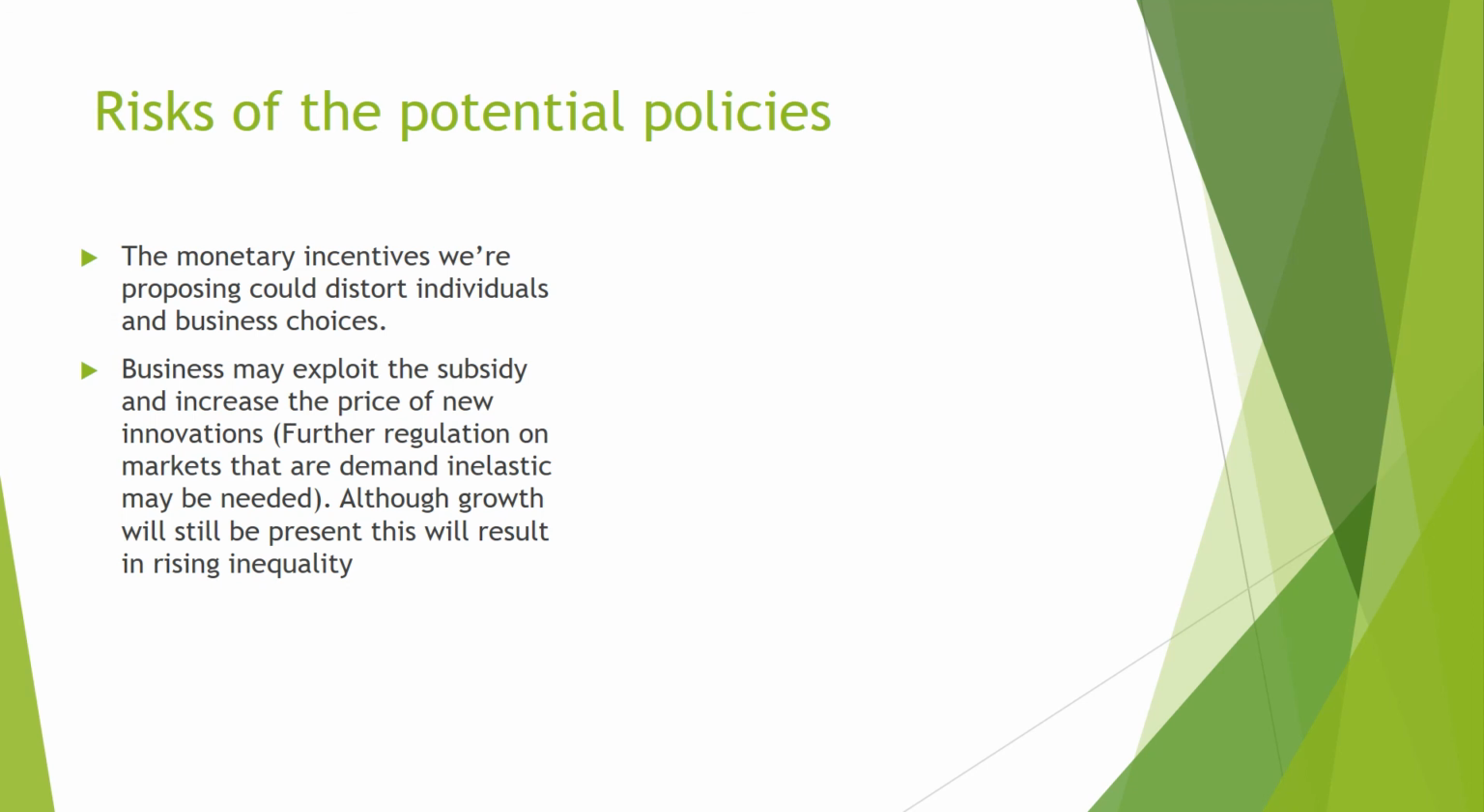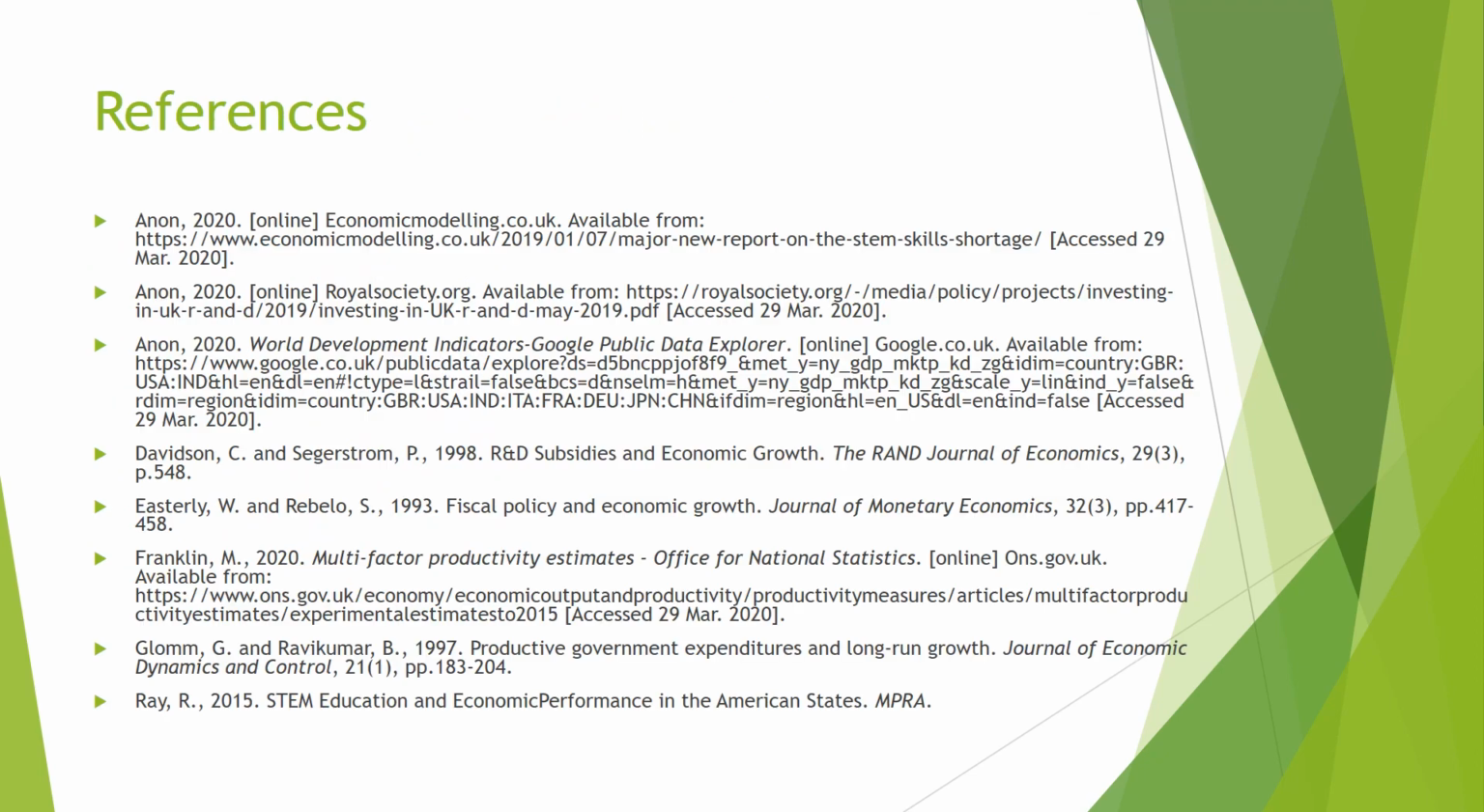Another implication is that businesses may exploit the subsidy and increase the price of new innovations, as they get supernormal profits plus the subsidy, which creates these enormous profit flows for them. So we need to make sure there's further regulation on markets that are demand inelastic, or else they could exploit consumers further through increasing the price, and therefore making these new innovations inaccessible for a large amount of consumers. So that will also reduce inequality for the economy and a happier society. Here are my references, and thank you for listening.